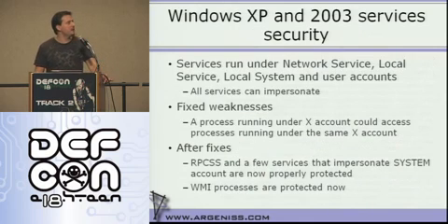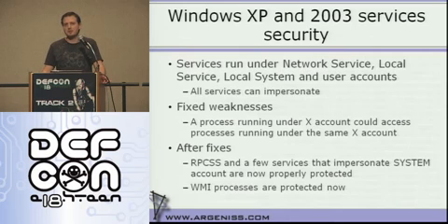On Windows XP and 2003, the services run under the network service, local system, or a user account. And all the services on this Windows version can impersonate. There was a weakness I found in my previous research that if there were two service processes running under the same account, they could access each other and get an impersonation token from the other process and elevate privileges.